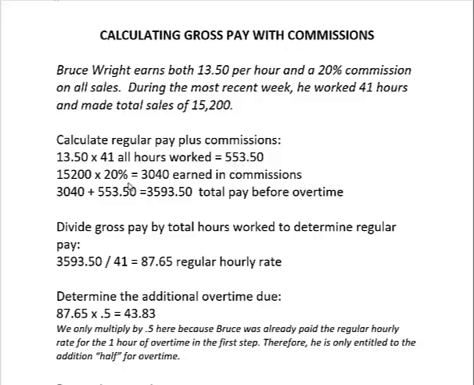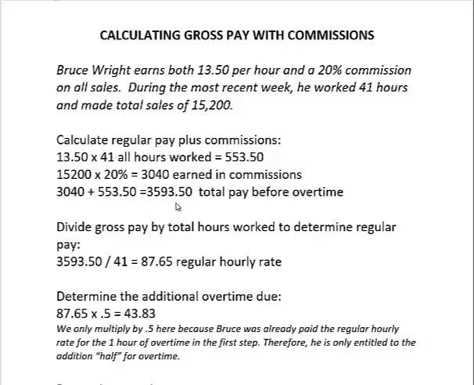And now we're going to add in his commission. He had sales of $15,200 and he gets a 20% commission. So his total commission is $3,040. When we add his hourly pay and his commission, he gets a total pay before his overtime is added in of $3,593.50.